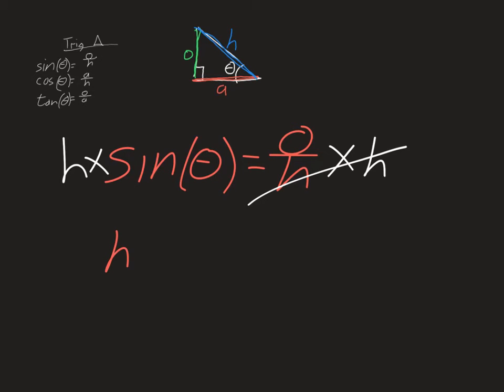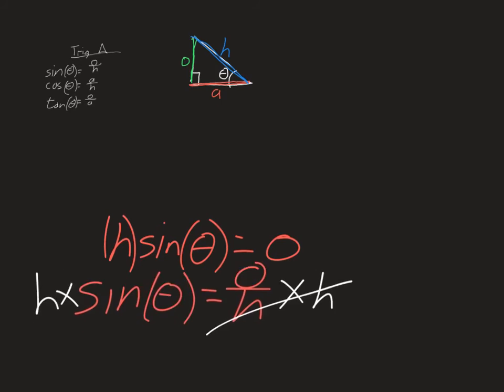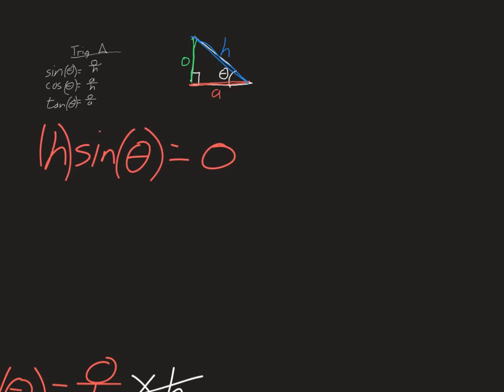which is h times sine theta is equal to opposite. And that's how we do it for sine. Now we can do the same thing for cosine.